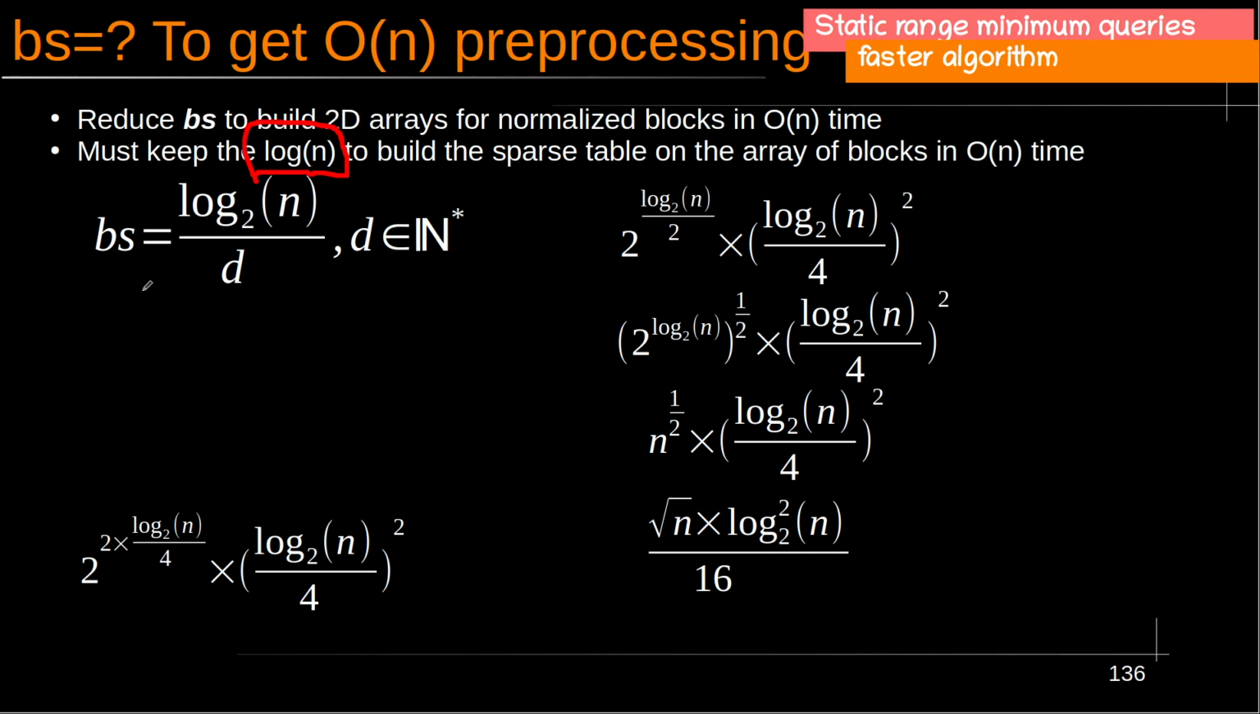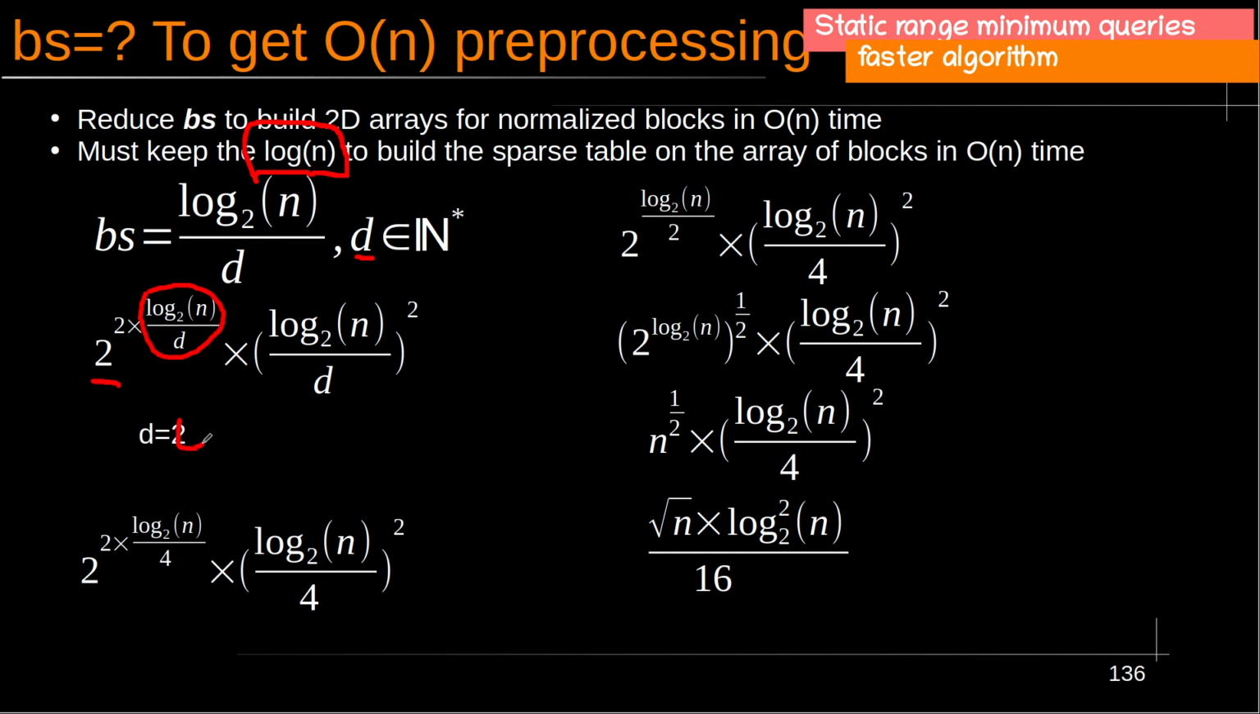So the idea now: BS we have to reduce, which means we have to divide log base 2 of n by some positive natural integer d. We have first our formula 2 power 2 times log base 2 of n over d, times log base 2 of n over d squared. As you see, this is BS square. If we choose d equal to 2, to 4, sorry. If we choose d equal to 4.